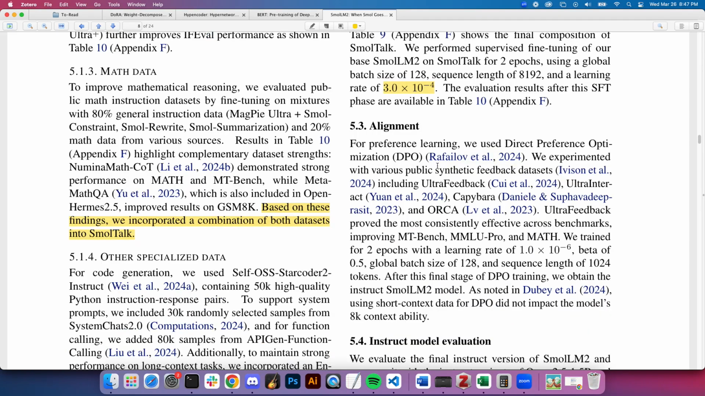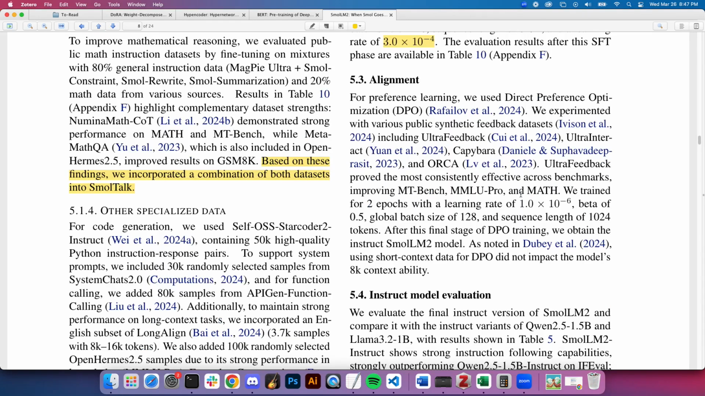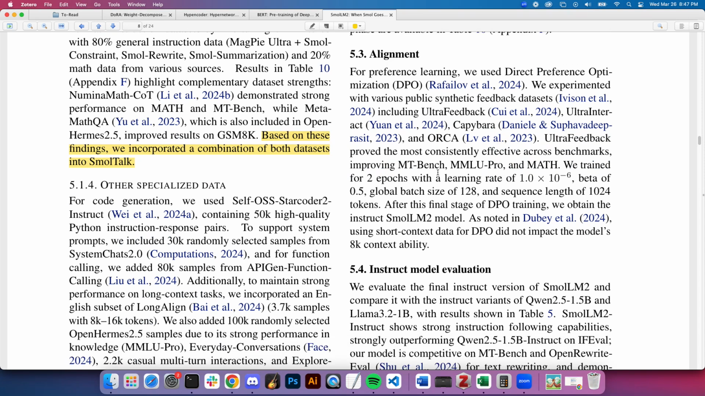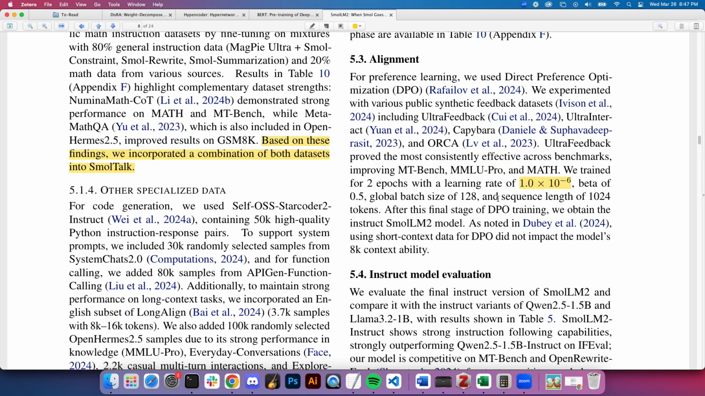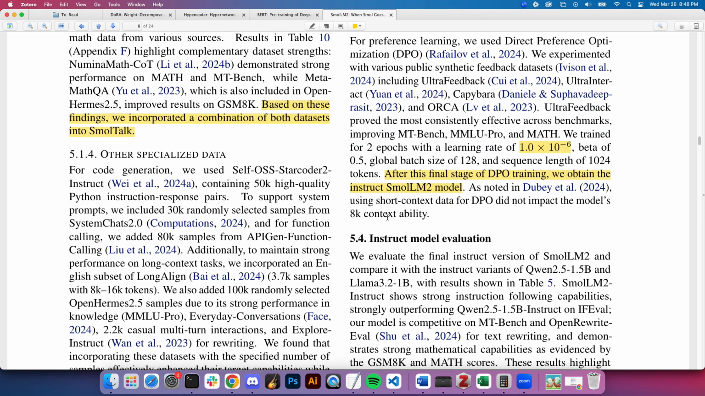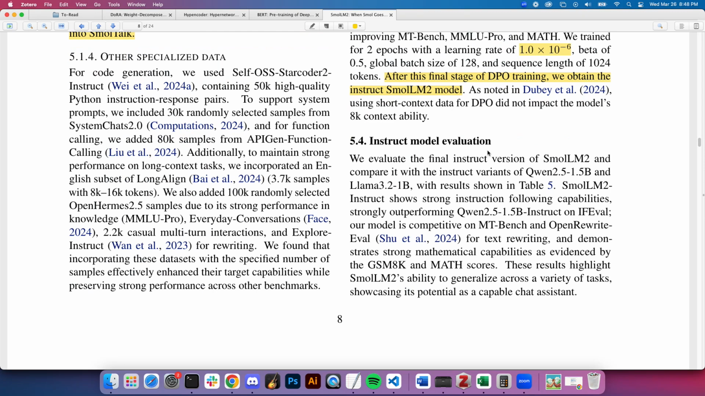They use DPO on various public synthetic feedback datasets, and they improve these benchmarks by using UltraFeedback. Interesting that they have a smaller learning rate for that. After this final stage of DPO training, we obtained the instruct SmolLM2 model. Short context data did not impact the model's 8K context ability. Okay, so we already looked at the comparisons.